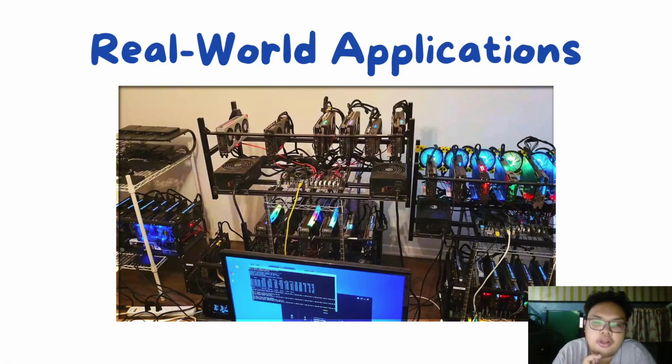For example, Google's AI systems rely on GPUs to process massive datasets, enabling real-time language translation and image recognition. Without GPUs, such advancements would take much longer.